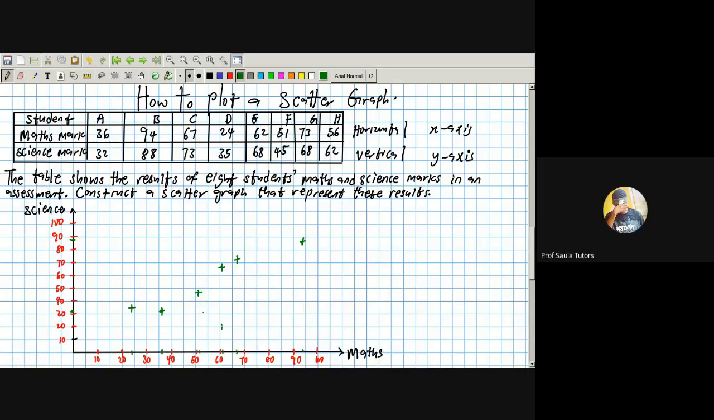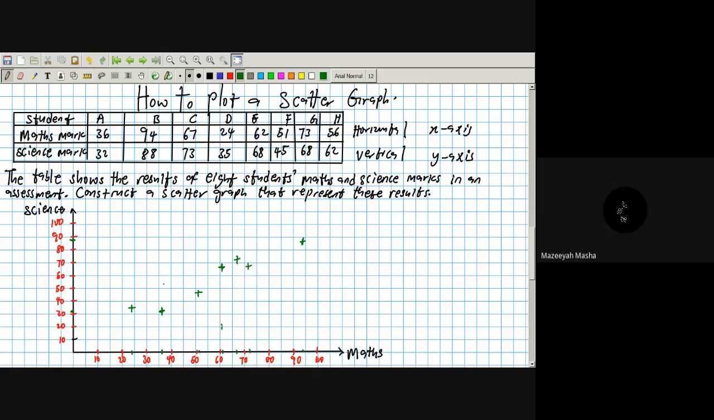What else? We have 73 in math and 68 in science. So 73 in math, 68 in science. So 73 in math, 68 in science. Okay. Wait, let me see. 73, 68 in science. So this is 60.